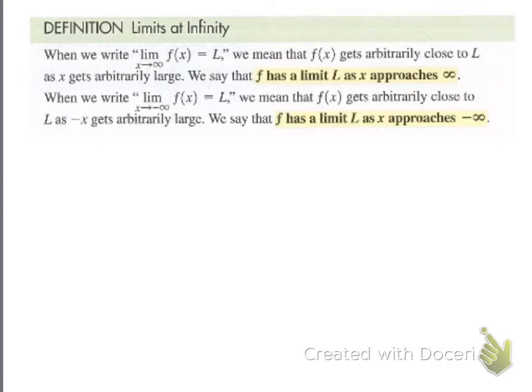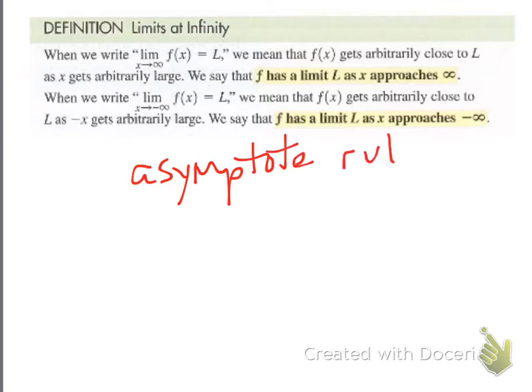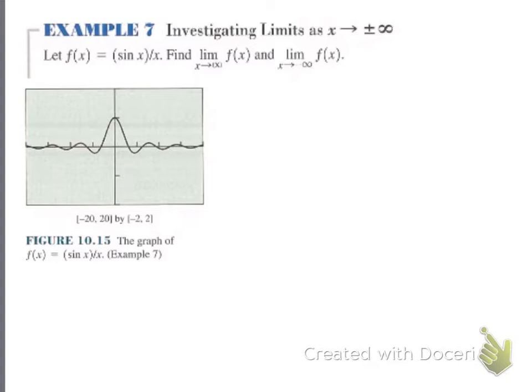Okay, so now x approaches infinity. So as x approaches infinity, we have functions that approach a certain number. Same thing for negative infinity. This basically is our, well, I shouldn't write that. Okay. These are our asymptote rules. Okay. This is what we did when we did asymptotes.